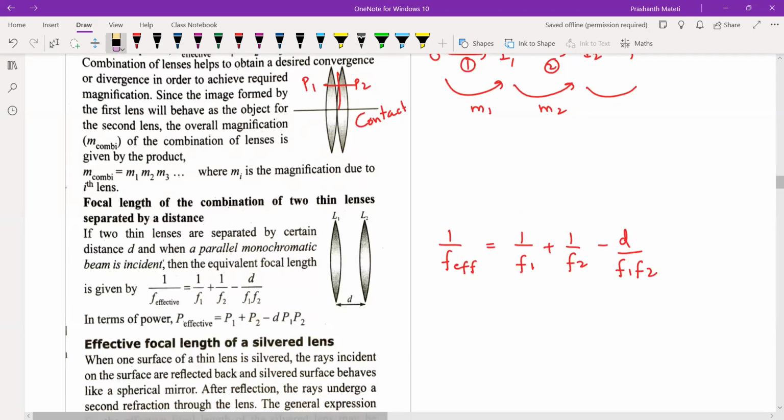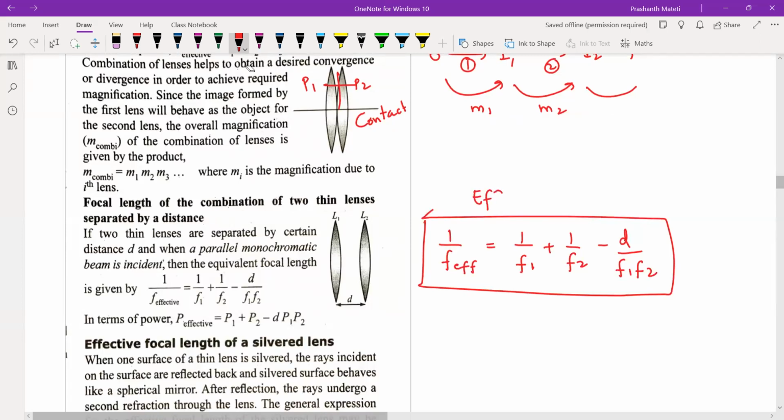You just have to know that when the lenses are separated by some distance, a D term also comes into the effective focal length. This is to be used only to calculate the effective focal length. Don't use this formula to calculate image distance. If they give two lenses and the separation between them is given, then use this formula to get the effective focal length.